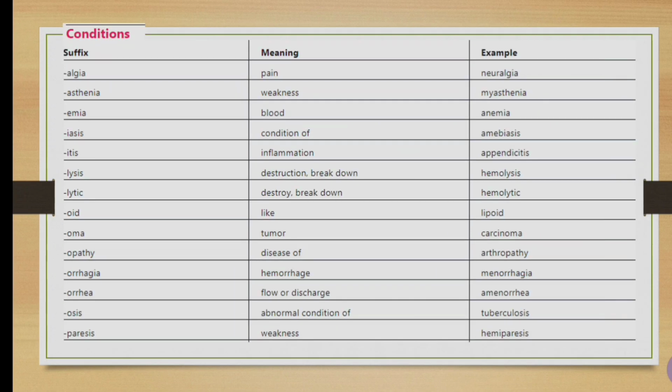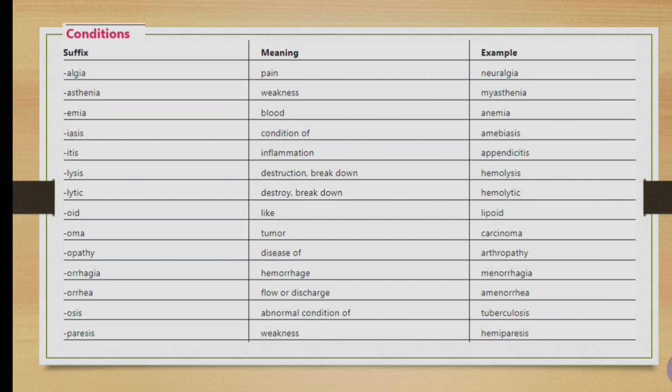Now let us learn some suffixes related to conditions. The suffix algia means pain, for example, neuralgia. Asthenia means weakness, for example, myasthenia. Emia meaning blood, for example, anemia. Iasis is pertaining to condition of, for example, amoebiasis.